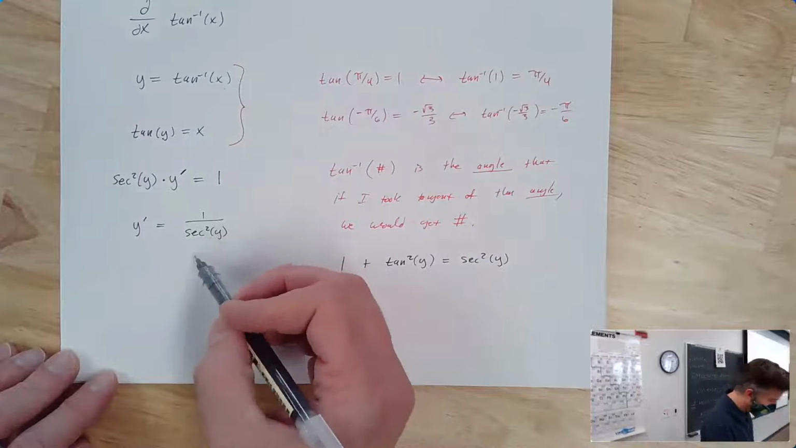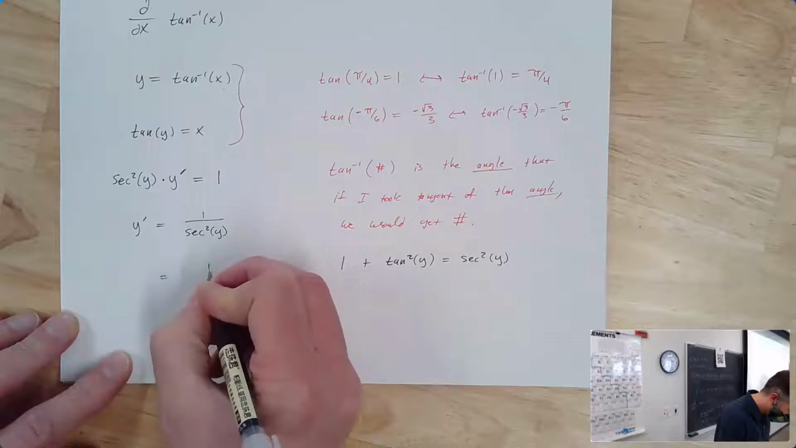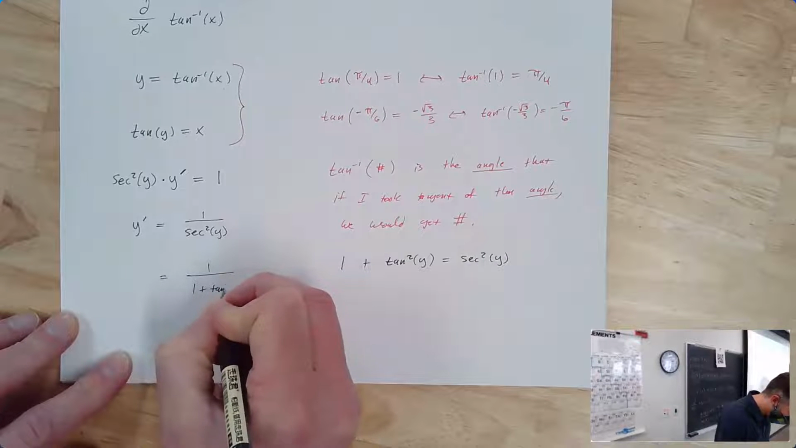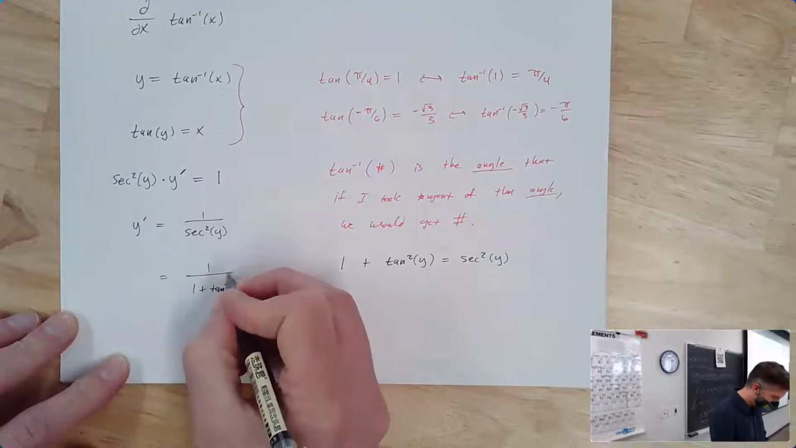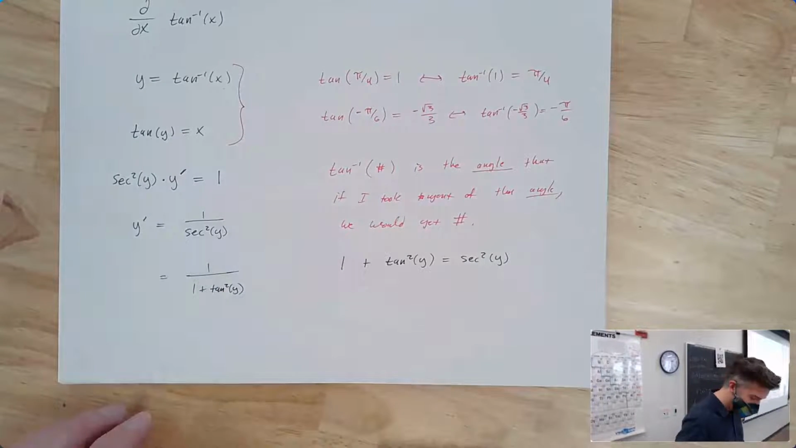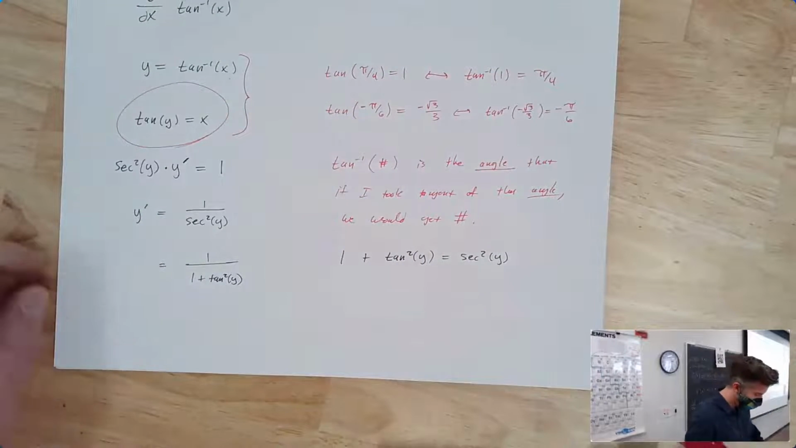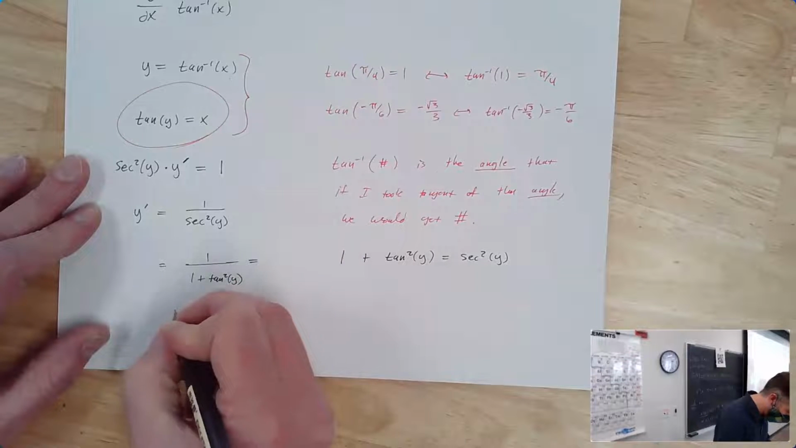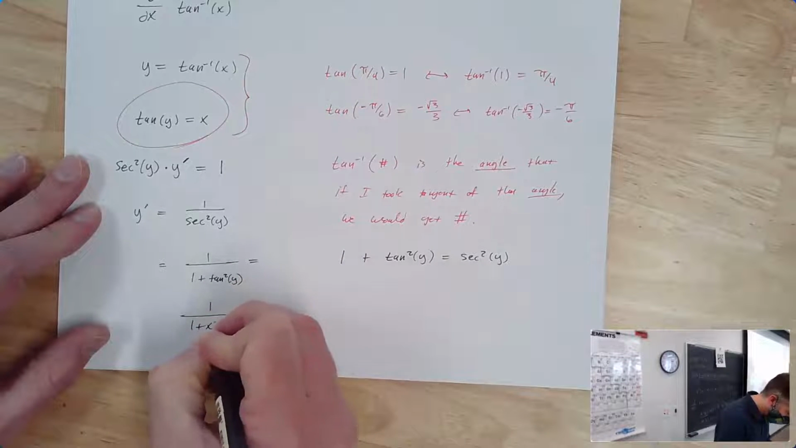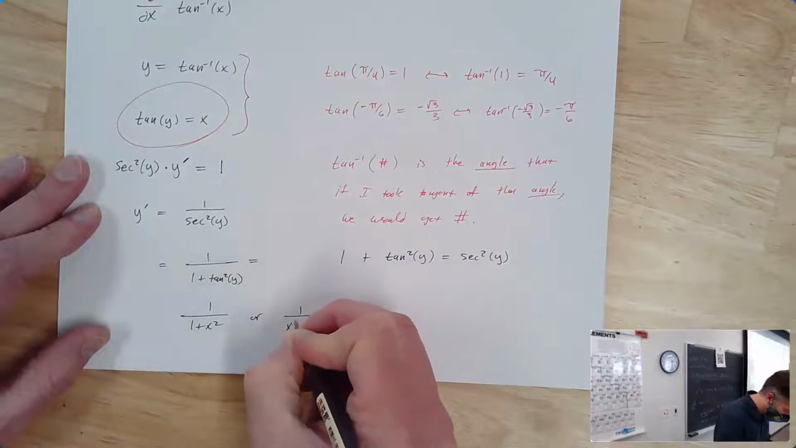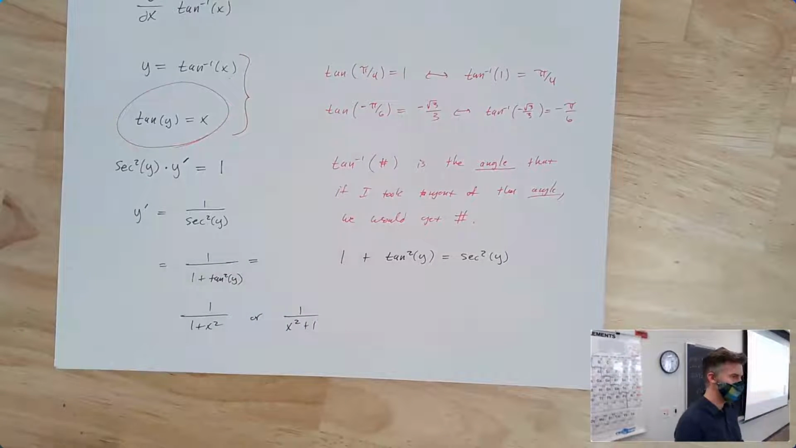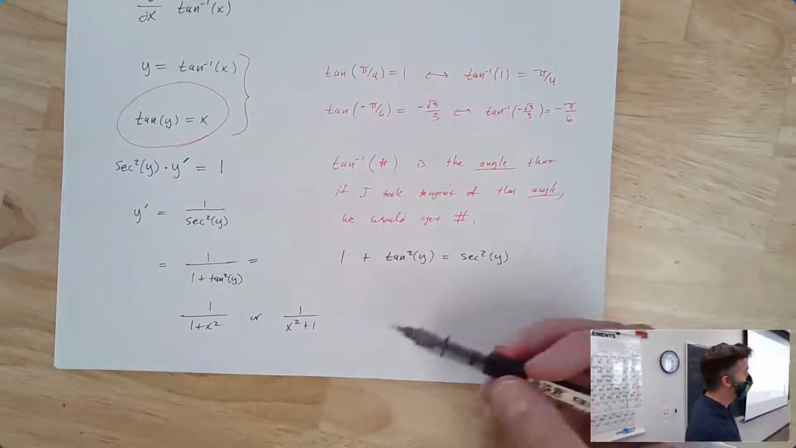So secant squared of y is equal to 1 plus tangent squared of y. But we know that tangent of y is equal to x. So that's really just 1 over 1 plus x squared. Or 1 over x squared plus 1, whichever way you want to write it. They're the same.